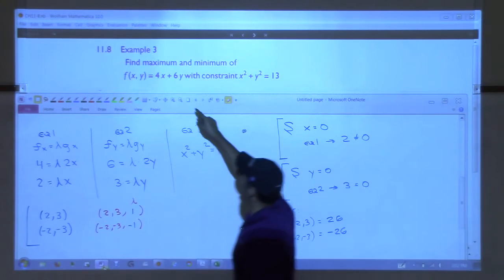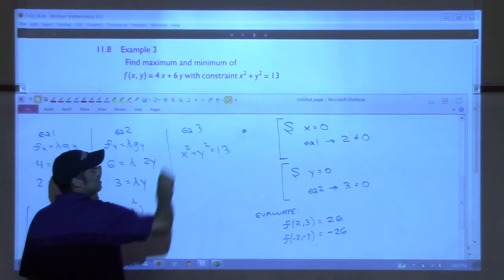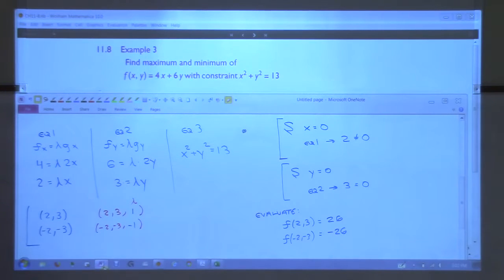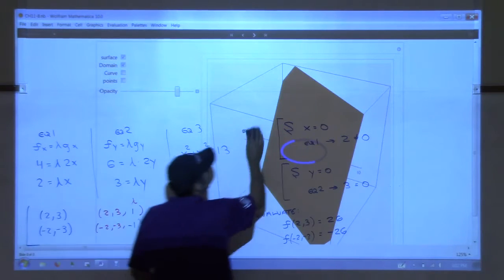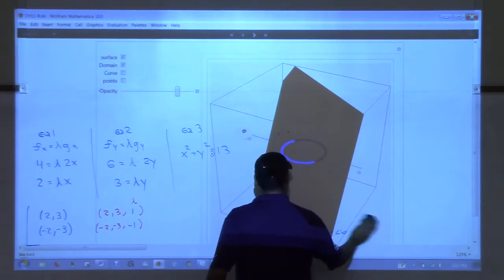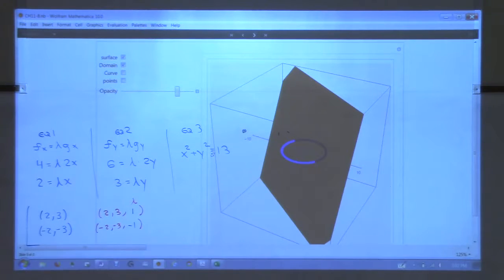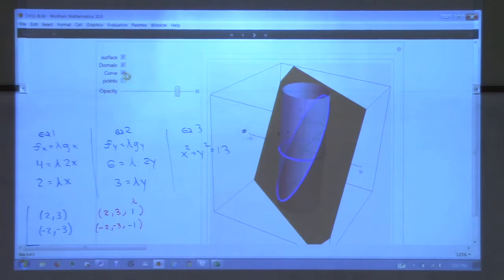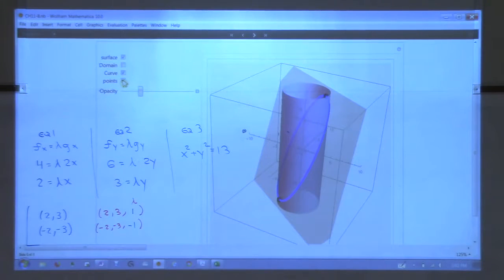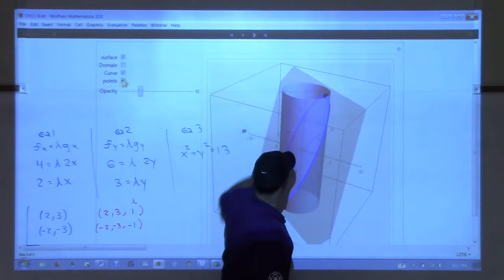So if you take this plane, and you're only allowed to plug in those points that live on that circle up into the plane, the biggest value you'll get is 26, the smallest you get is negative 26. And here's the visual of it. There's your domain. Here's your domain on the ground. Plug those points in. Creates this weird sort of ellipsy thing. Let's take the plane out of here. We just found the highest and lowest points on that.